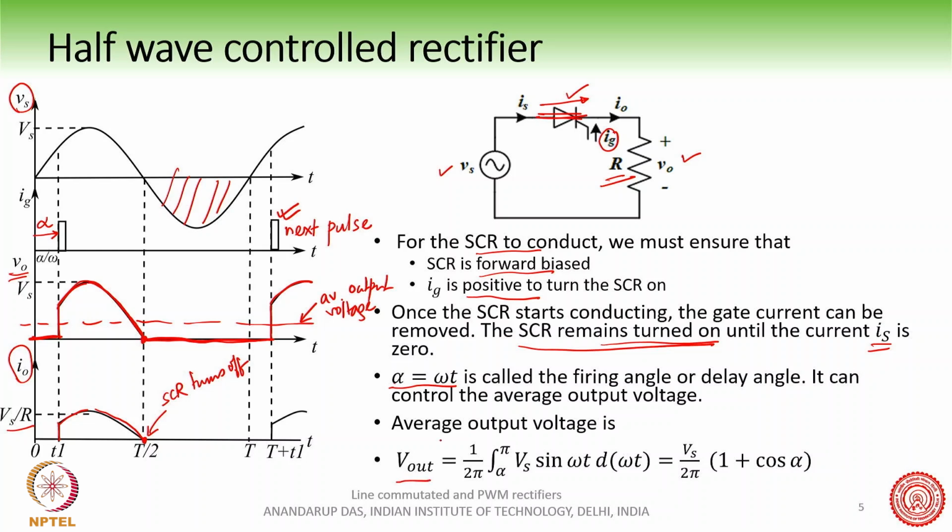The average output voltage can be mathematically determined by using this expression here. The average output voltage V out is 1 by 2 pi, where this is the total time period T, integrating from alpha to pi. This is the alpha angle here, so alpha to pi. If I take it as omega T, then this is alpha to pi, otherwise we have to use these expressions.